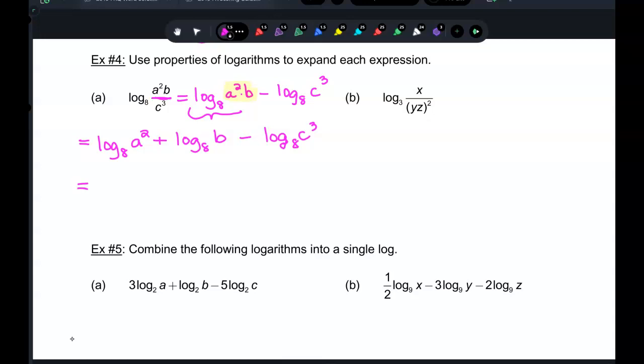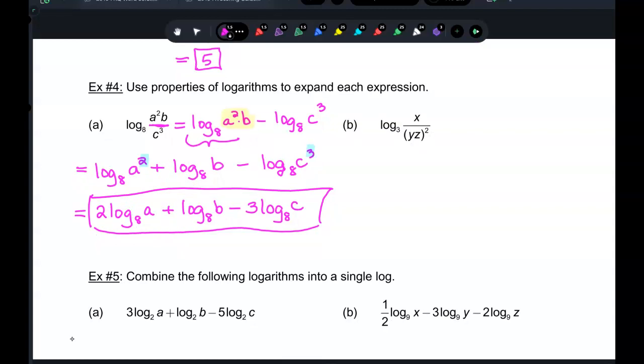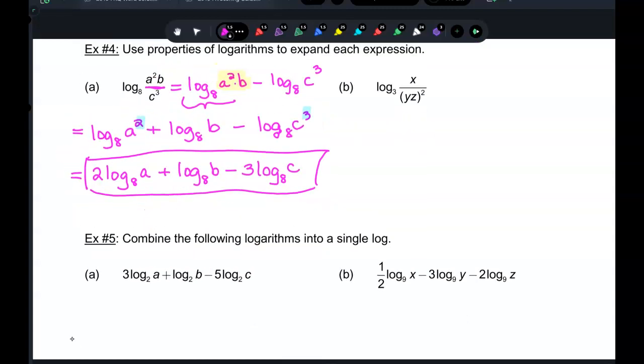Okay, the last step I'm going to take care of, I'm going to move the exponents to the front. So I'm going to have 2 log base 8 of a plus log base 8 of b minus 3 log base 8 of c. Okay, so we're getting rid of all the exponents and changing everything into addition and subtraction. All right, let's look at the next one.